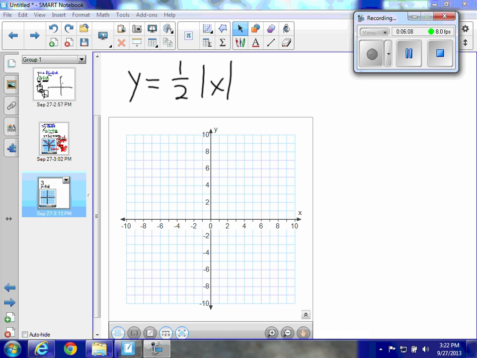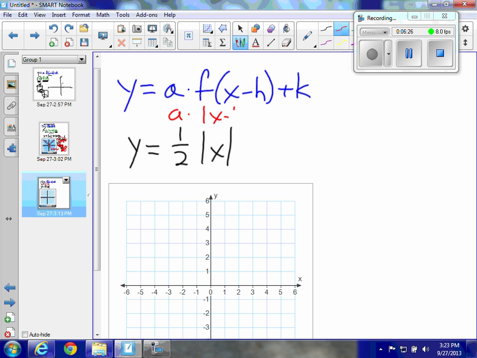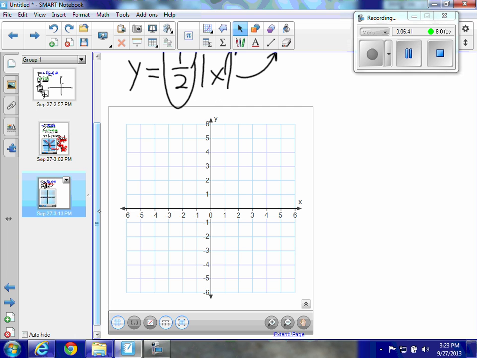Let's look at an A that is between 0 and 1. Instead of an A of 4, I now have an A of 1/2. Now I want you to still make sure that this is in fact an A. My function here is A times the absolute value of x minus h plus k. I don't see an h anywhere. That would be a 0. I don't see a k on the outside over there. All I see is my A, and my A is 1/2. So I'm going to start again with my parent function.